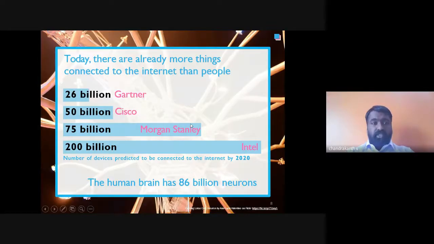Okay, for example, you can see here how many IoT devices have been connected by 2020. This is a statistical analysis from Gartner, Cisco, Morgan Stanley, and Intel. There are 26 billion devices from Gartner, 50 billion from Cisco, 75 billion from Morgan Stanley, and 200 billion from Intel. So almost this many devices have been integrated from these particular companies, and they're on the network. All the data has been collected, and you can see that a lot of automation has been done.